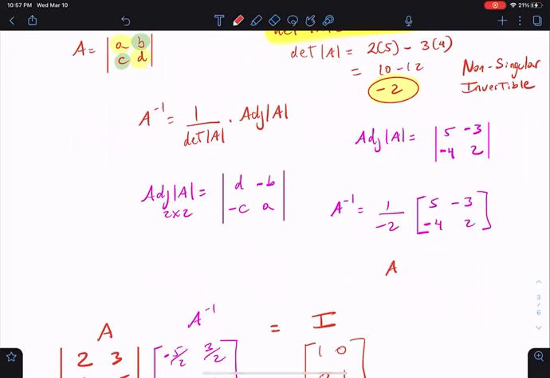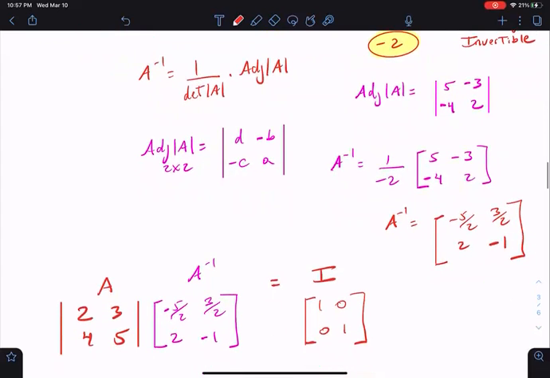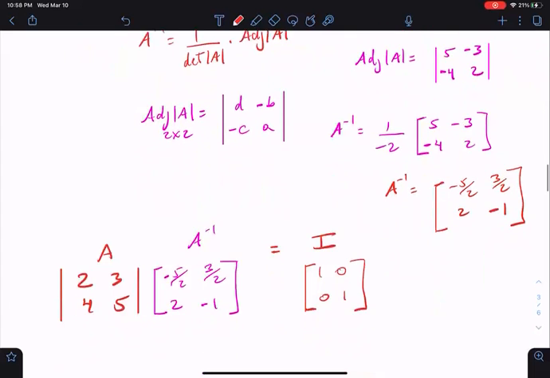When you compute this, remember that when you multiply a number by a matrix, every entry is multiplied by that number. So this is -5 halves, and this is 3 halves, and this is 2, and this is -1. So this is A inverse. If it is, when I multiply by matrix A, it should give me the identity. And in fact, that's what it does.